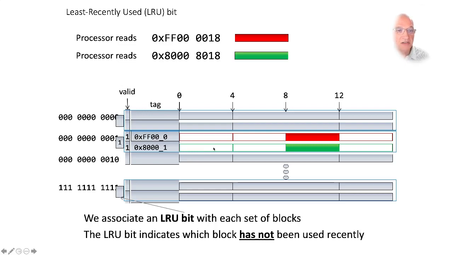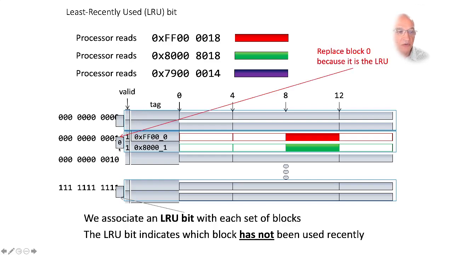If now the processor reads the address 0x8018, that's this green box here, then the cache is gonna change the status of the least recently used to be the 0. If now the processor reads another address that maps to the same set, and one of them has to be replaced, the one that will be replaced is the least recently used one.